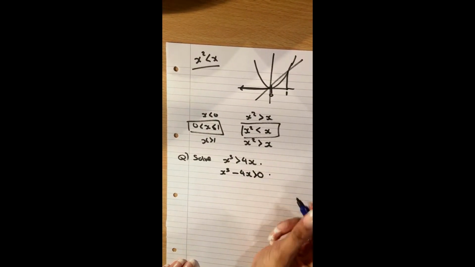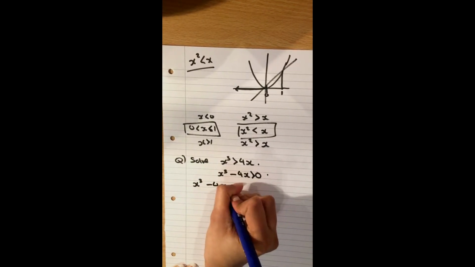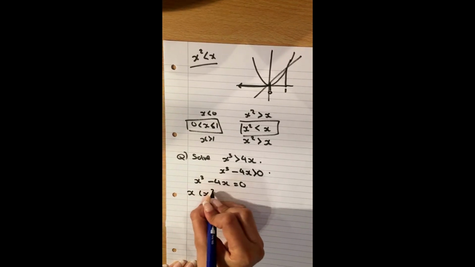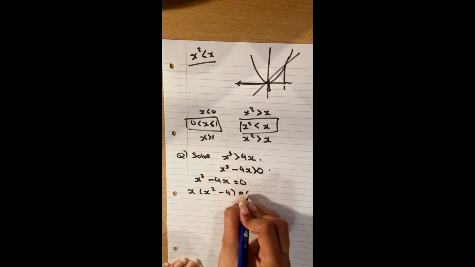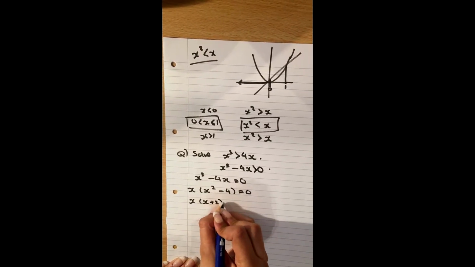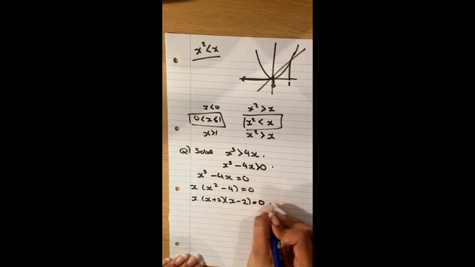Now we treat this like an equality and solve for x. So x cubed minus 4x equals 0. If we bring an x out to the outside, we get x squared minus 4. And then this is the difference of two squares. So that becomes x plus 2, x minus 2. That's a neat trick you do need to know.